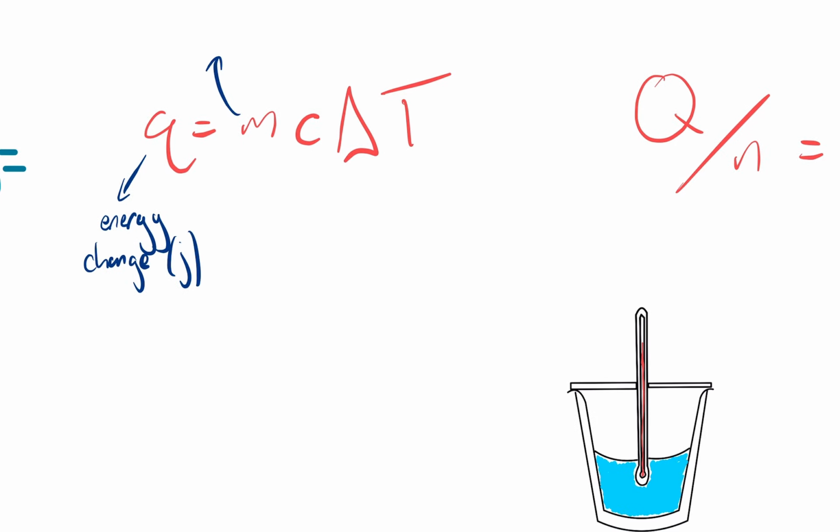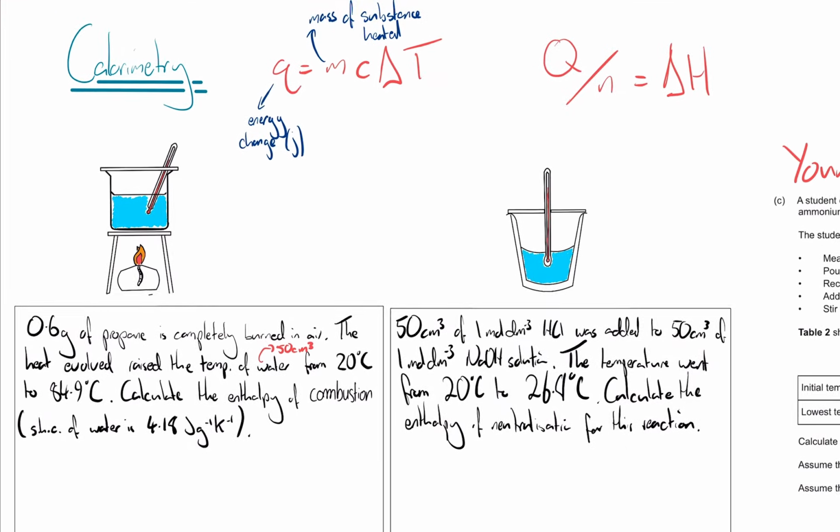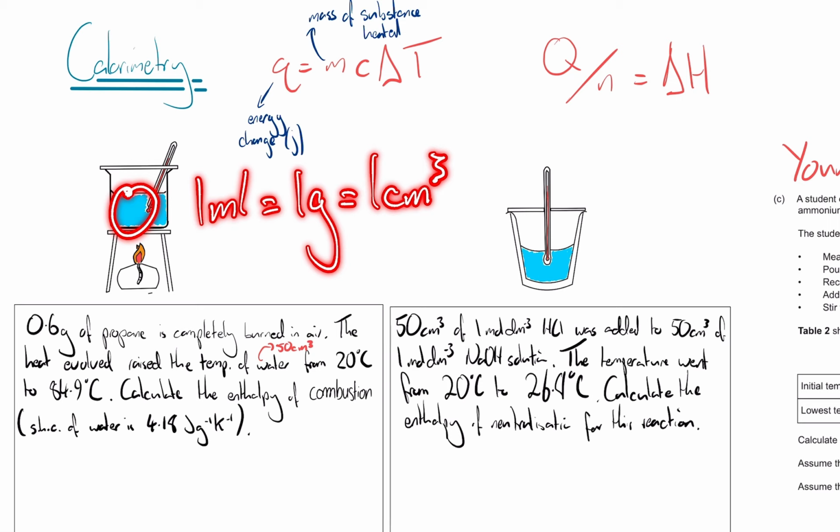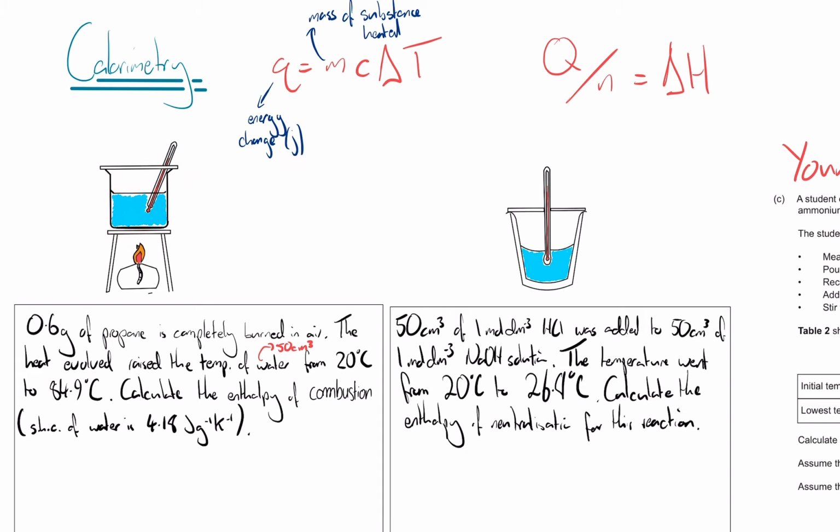Mass, M, is our mass of substance heated. And hopefully you can guess that's going to be the mass of our water. Okay, generally speaking, we're going to be given the volume of water, but luckily there's a 1-to-1 ratio, right? So if we're given millilitres, 1 millilitre would be 1 gram, and 1 centimetre cubed would be the same as well. Okay, so if we're given our value in centimetres cubed or millilitres, it's just a very simple conversion to grams.